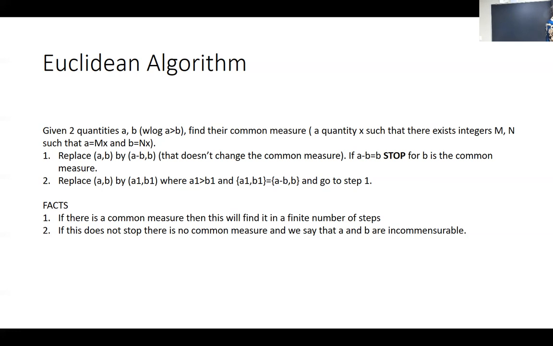but that's true. However, there is a possibility that it doesn't stop. And it doesn't stop if there is no common measure, in which case we say things are incommensurable. And for us, this is equivalent to the idea of irrationality, that A divided by B as numbers, well, if they were numbers, that would be an irrational number.